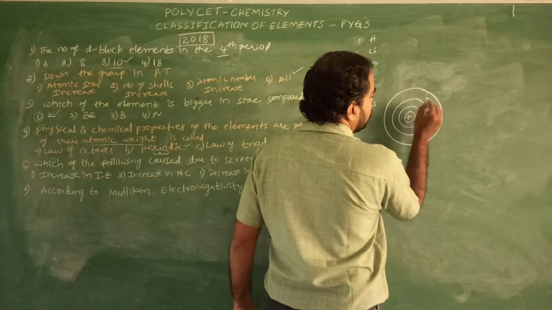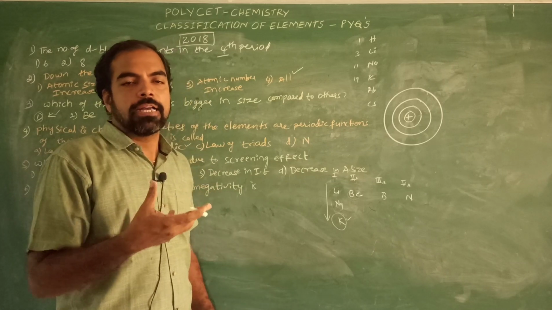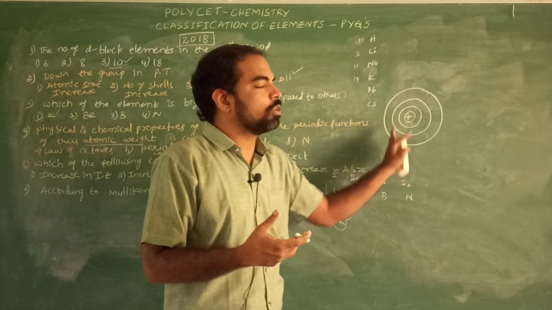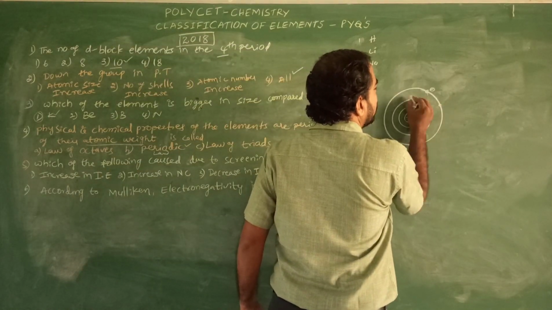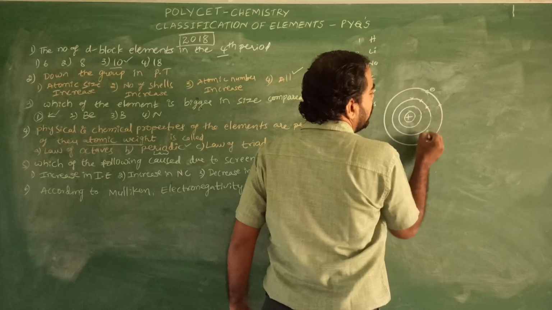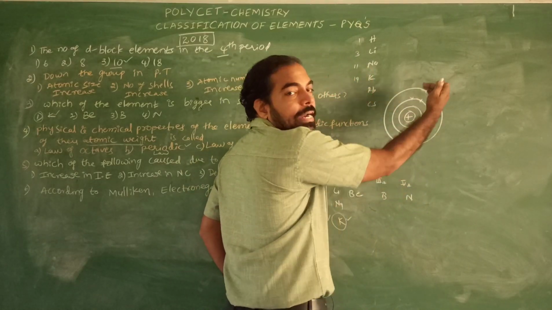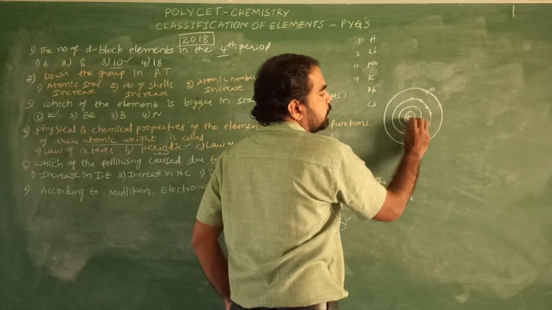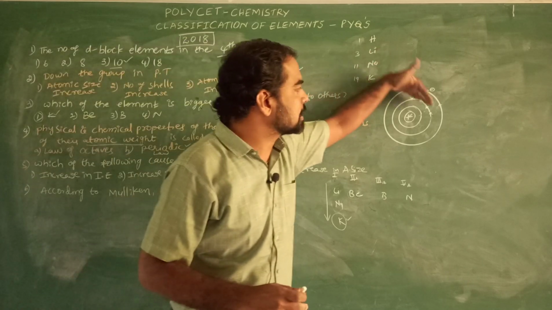Screening effect. Here what is the screening effect? The inner shell of electrons prevent or reduce the nucleus force of attraction over the valence shell of electrons. Let us consider valence electrons, here inner shell of electrons. If the inner shell of electrons are present, these prevent or reduce the nucleus force of attraction over the valence electron. This is called screening effect. These act as a screen.